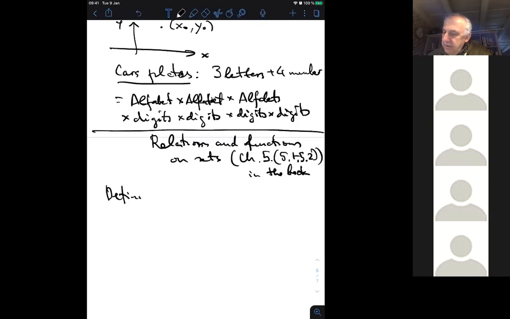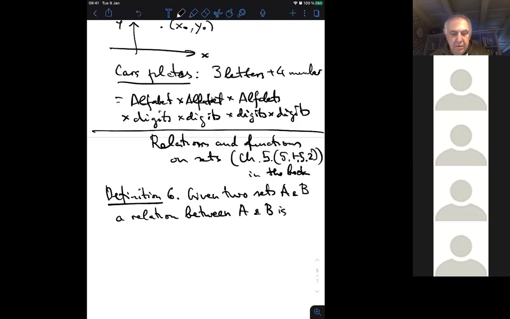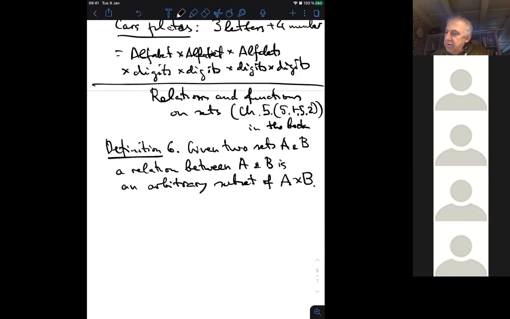So the next definition, I lost track of which number it would be, I think something like 6: given two sets A and B, which can be arbitrary sets, a relation between A and B is, in general, an arbitrary subset of the Cartesian product A times B. Okay, so it looks a little bit abstract, but let us make some concrete examples so it would not be abstract anymore.